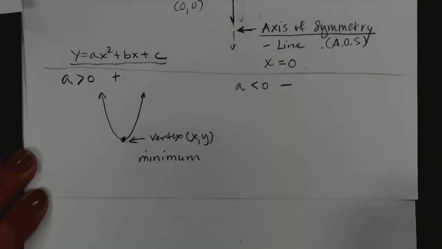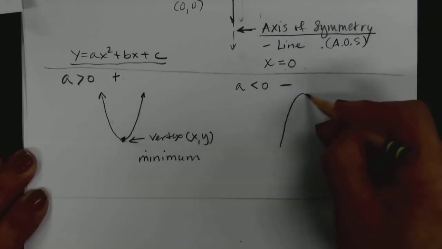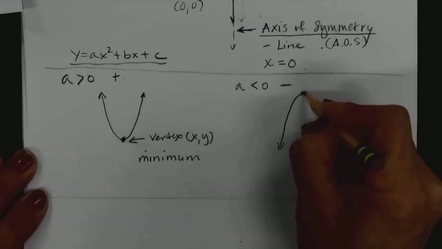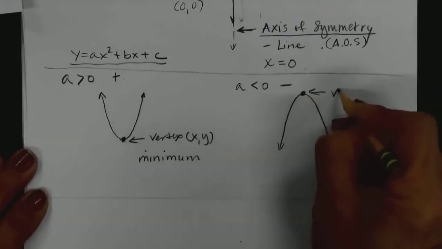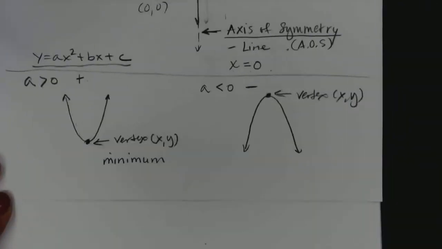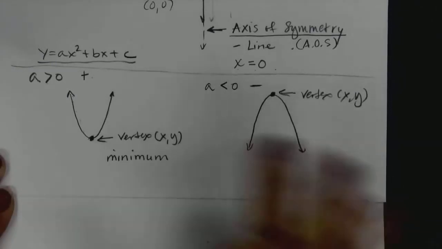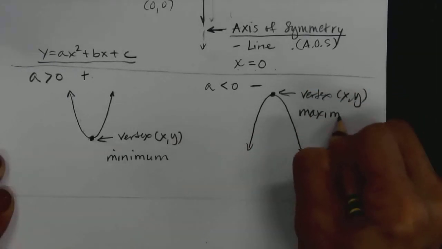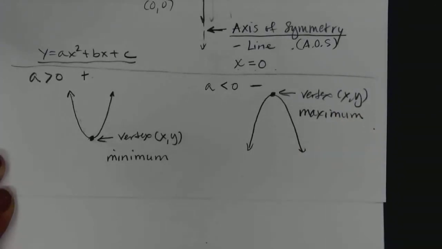Negative. Yep, negative. That means my parabola will be an upside down parabola. And then the vertex will be up here. That will be my vertex at x, y. But that vertex, instead of being a minimum, will be my maximum. Okay, so everyone understand?